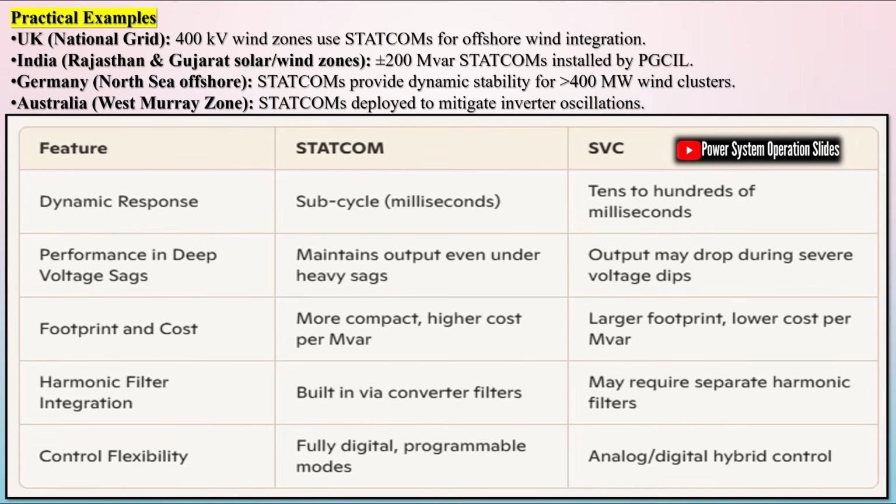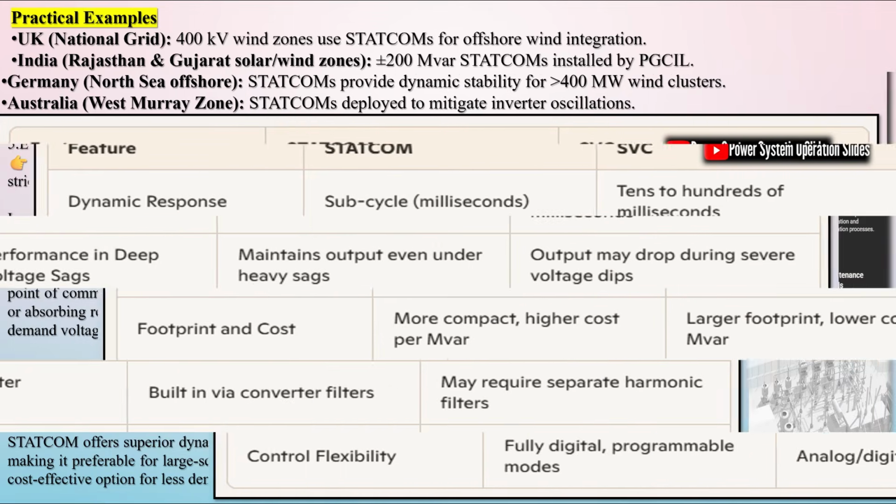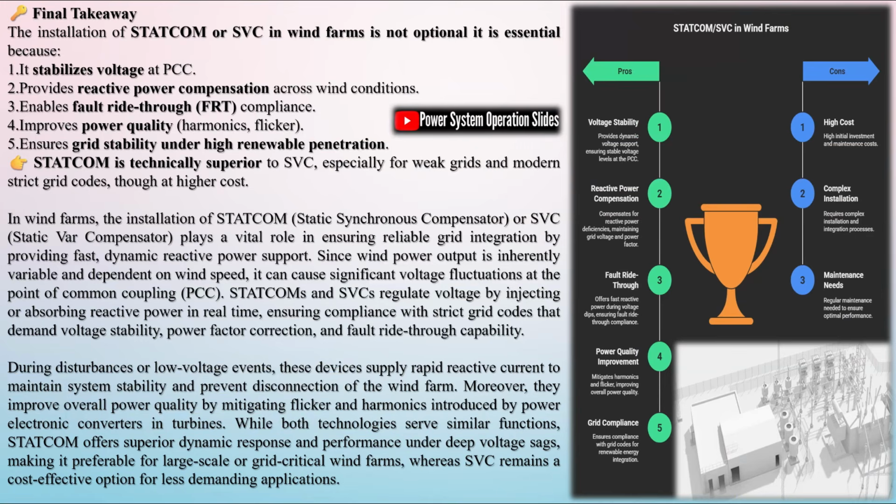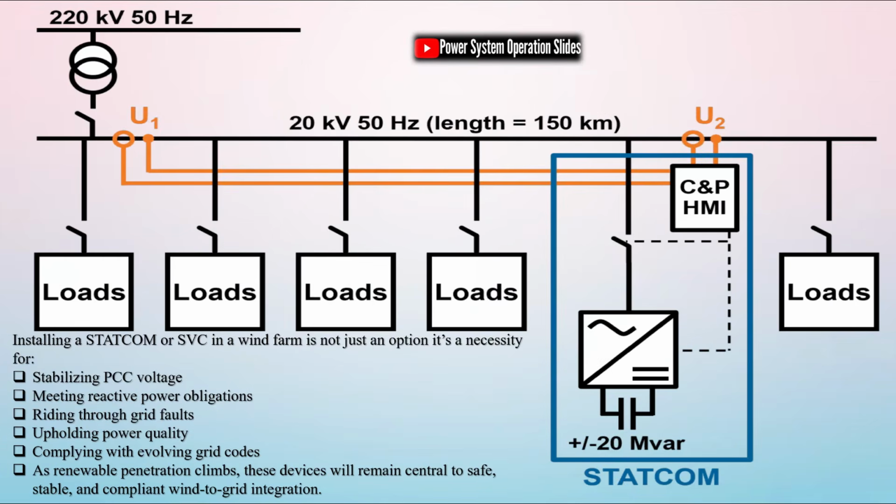In areas with significant wind energy penetration, grid stability becomes increasingly complex. Large-scale wind farms, especially those located far from load centers, can influence regional voltage profiles. Centralized reactive power compensation via STATCOM or SVC ensures that these installations do not destabilize the grid, supporting both local and system-wide voltage management.